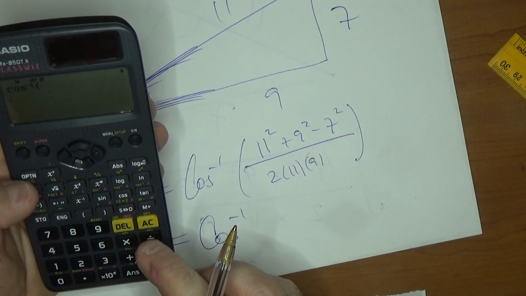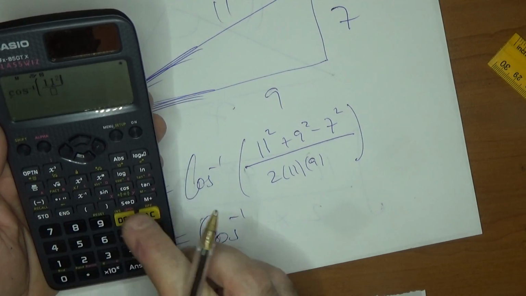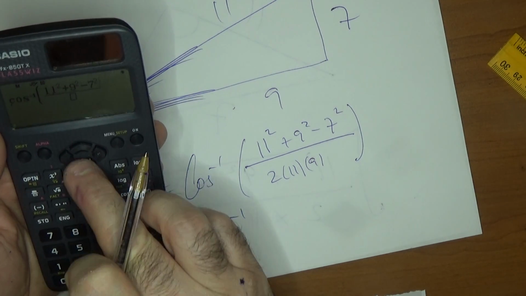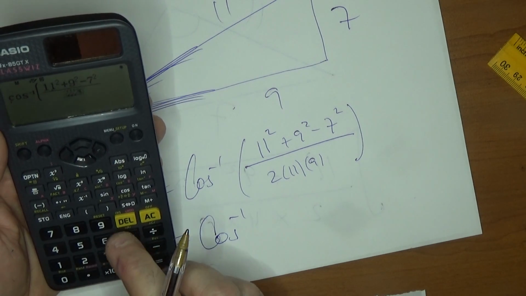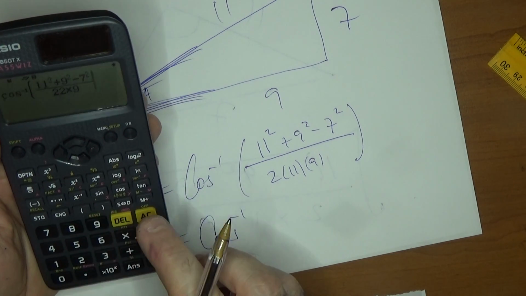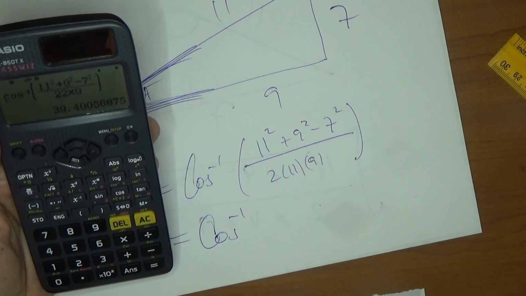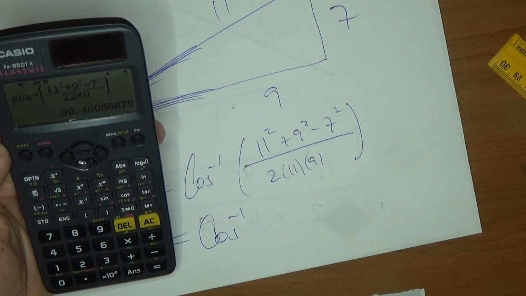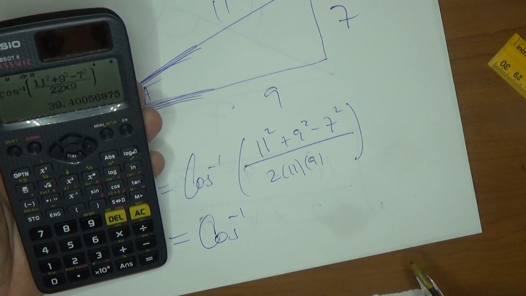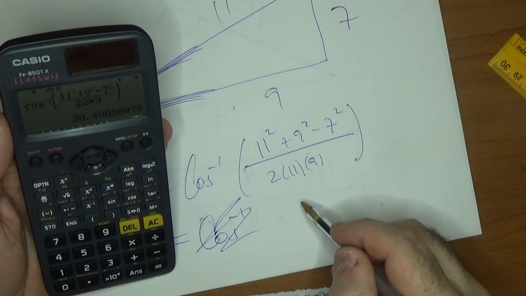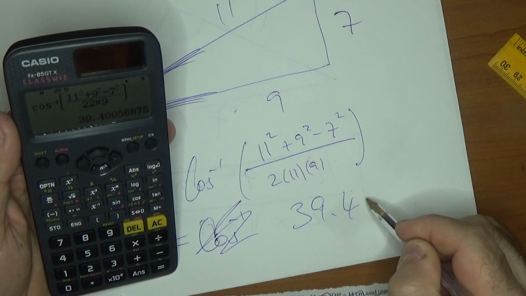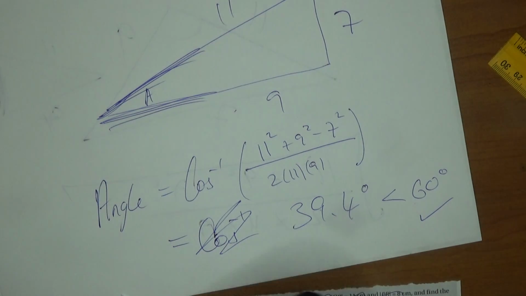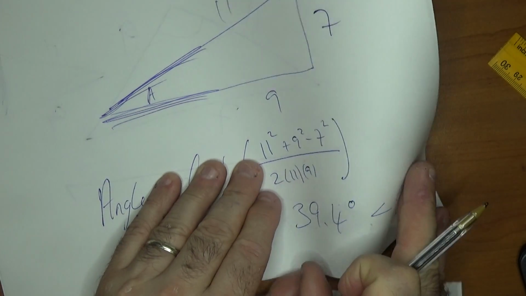Shift cos fraction bar 11 squared plus 9 squared minus 7 squared over 22 by 9, and close up your argument. The argument is the thing that's the input to a function, and inverse cosine is a function of sorts. Okay, so that comes out at 39.4 degrees, which is definitely less than 60 degrees, which it must be, and that's good. Okay, nearly there now.